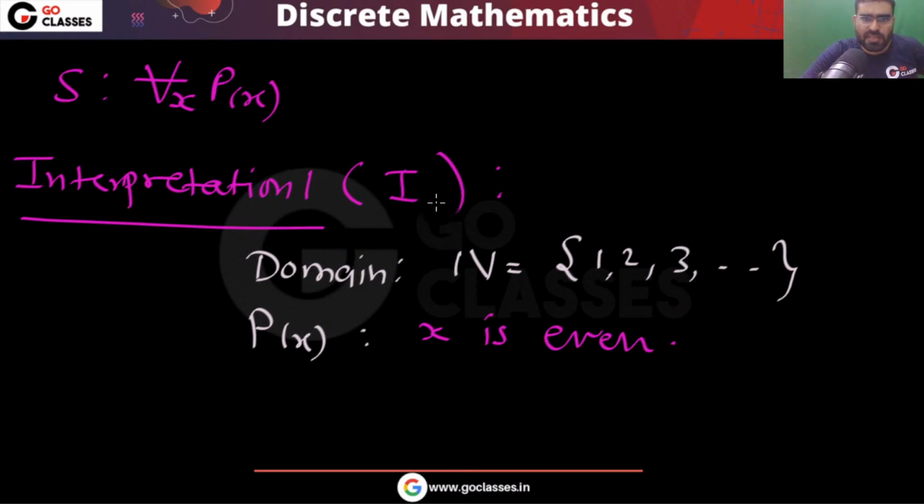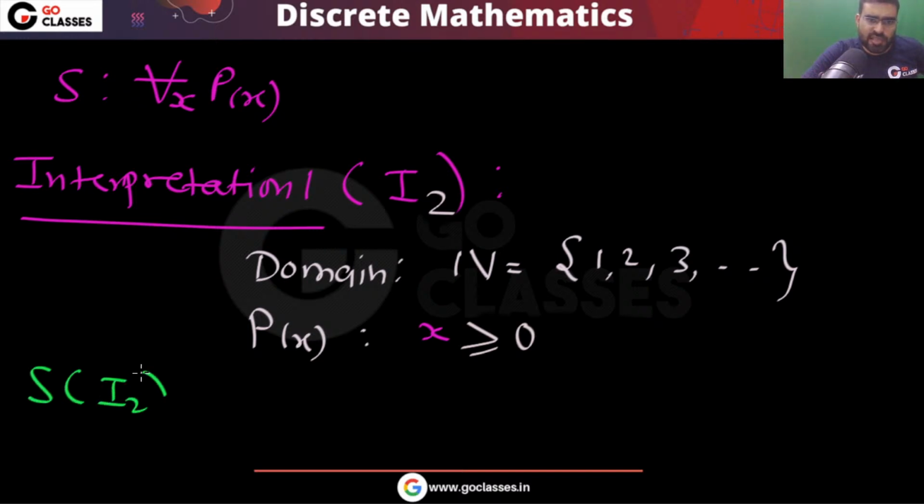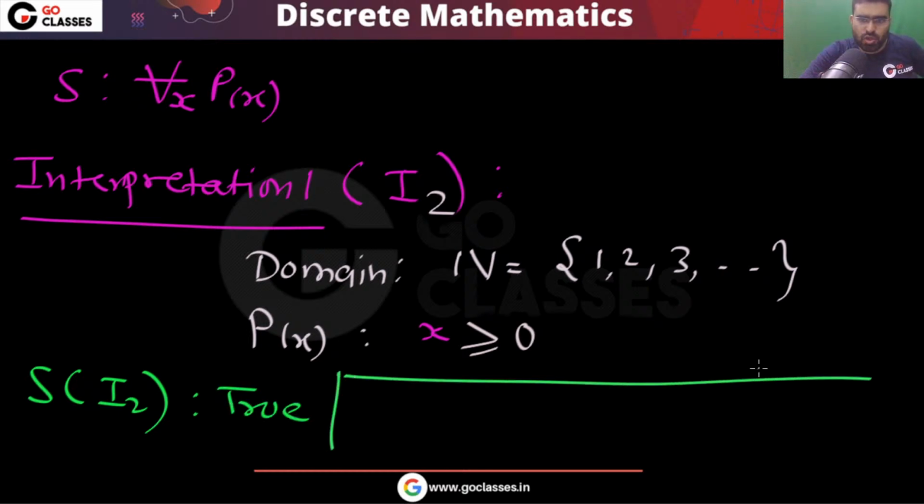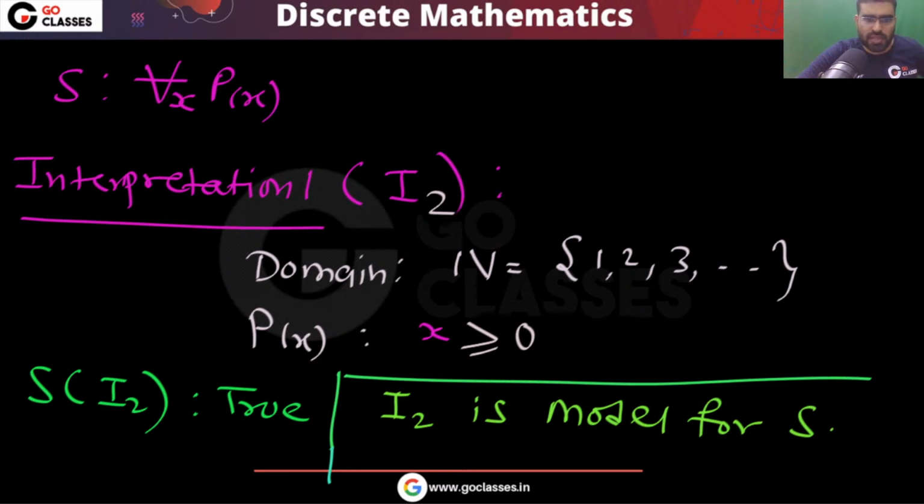Let me give you another interpretation, interpretation number 2, and that is like this. Let's assume x is greater than or equal to 0. Now you can see that S in interpretation 2 is true, because for every element in the domain, P is true. This statement is true for every element in the domain. So in this situation, I will say that this I2 is a model for S. Okay, so the definition, did you understand?